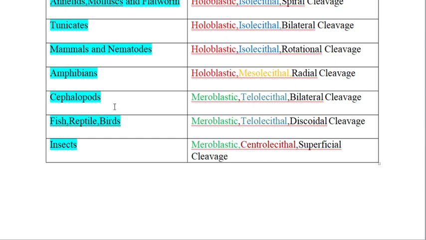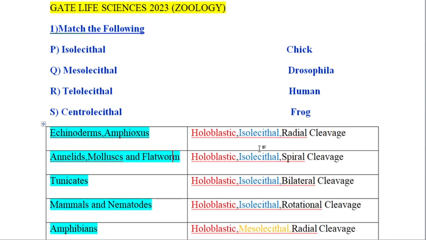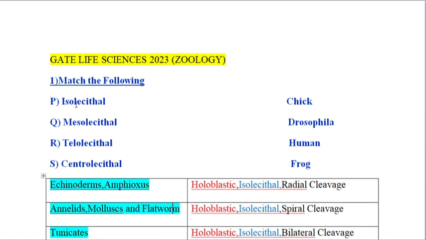Next is cephalopods, which have meroblastic bilateral cleavage and they have telolecithal eggs. Next, fish, reptile and birds have meroblastic discoidal cleavage and they have telolecithal egg. Next, insects again have a meroblastic cleavage pattern, a superficial cleavage pattern, and the eggs are centrolecithal. So, isolecithal eggs are present in mammals, that is human.